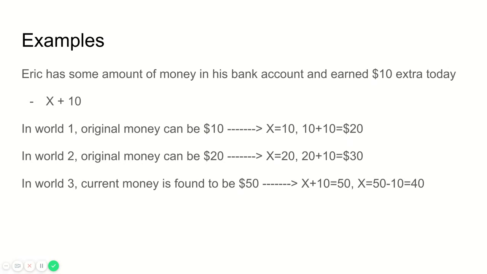However, you can also flip the operation and use the current amount of money. So let's say in world 3, you find that overall, after he earns $10, his current amount of money is going to be $50. That means that x plus 10 is going to equal 50. And if you move 10 to the other side, you can find that x would equal 40.